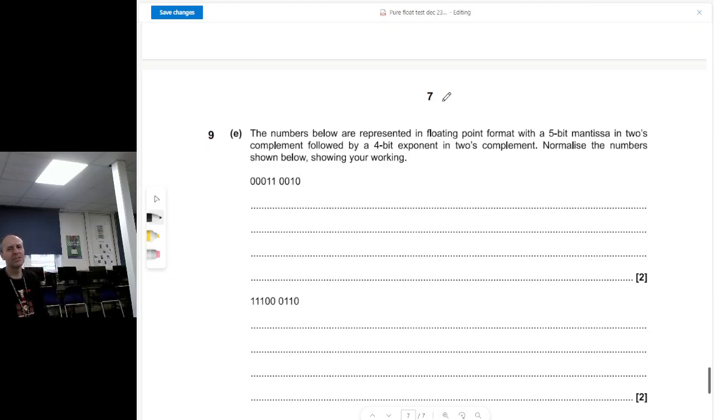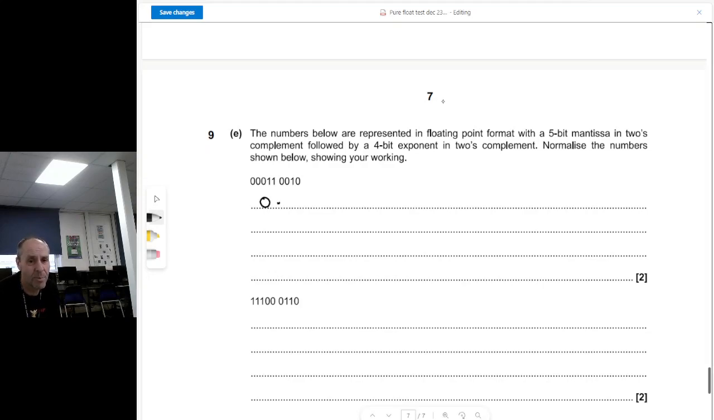Quite wordy, this one. The numbers below are represented in floating point, with a 5-bit mantissa in 2's complement and a 4-bit exponent in 2's complement. Normalise the numbers and show your working.